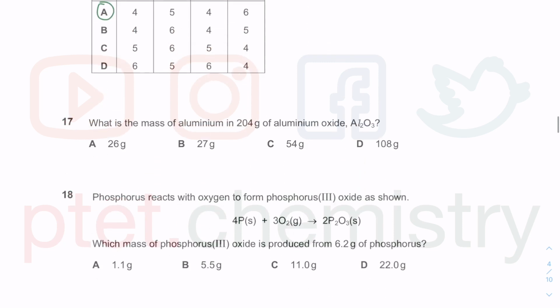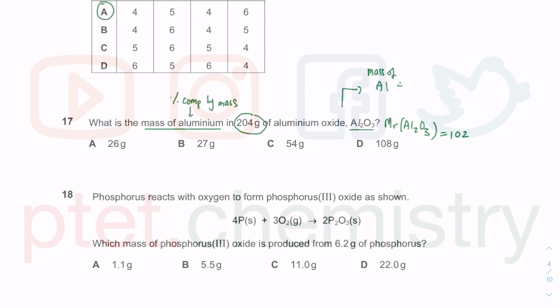Okay. Question 17. So we are looking for the mass of aluminium. And this is in 204 grams of Al2O3. This is kind of related to percentage composition by mass. It is saying that instead of out of 100%, it's out of 204 grams. So this is going to be the Mr of Al2O3. So straight from your periodic table, Al2O3, so there's 27 times 2 plus 16 times 3, so there's 102. So what we have then is the mass of aluminium instead of percentage by mass of aluminium.